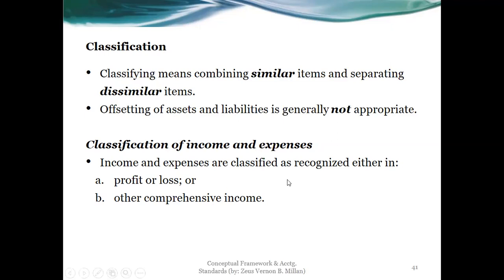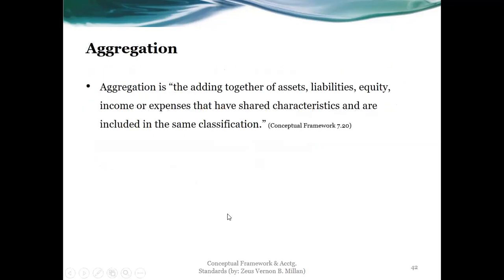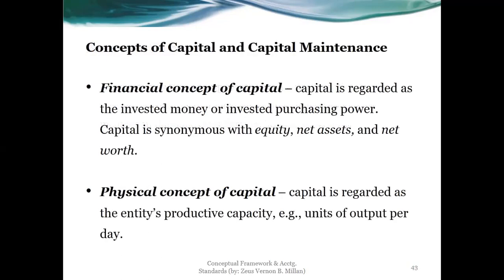Next, classification of income and expenses. They are either part of profit or loss, which is the normal one, if they're part of the operations or main line of operations of the business, or OCI or other comprehensive income for certain transactions. Then aggregation, that's what I've said already. We have to combine or add accounting elements having the same economic characteristics.